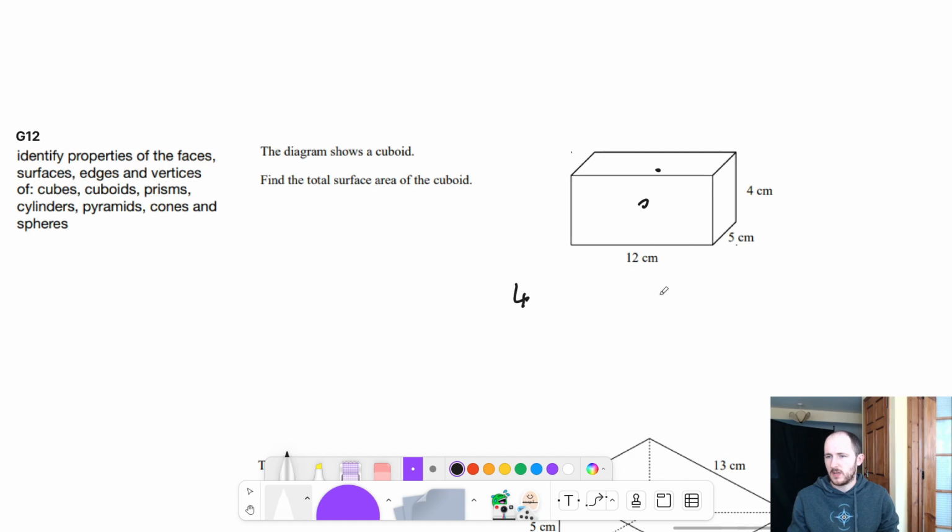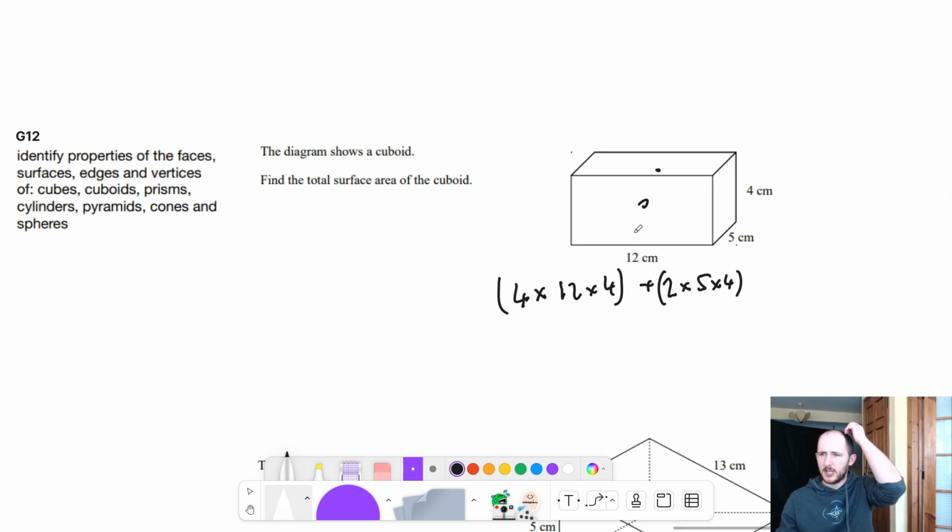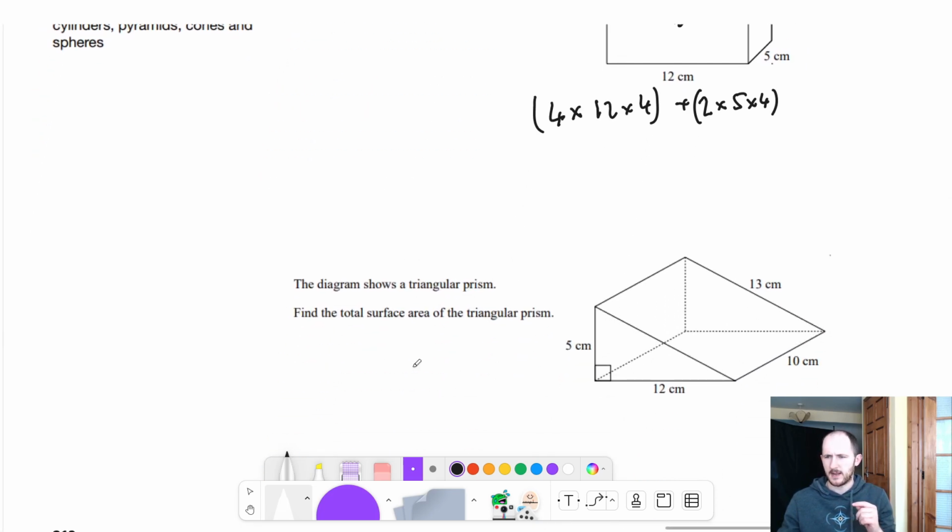So you're going to do 4 times 12 for the width and the height is 4, like that. And then you're going to add on the 2 faces on the side, which is 2 times 5 times 4. So again, this is part of the properties: for a cuboid, you have 4 of the same face and 2 of a different face. So you only have 2 different areas to work out.